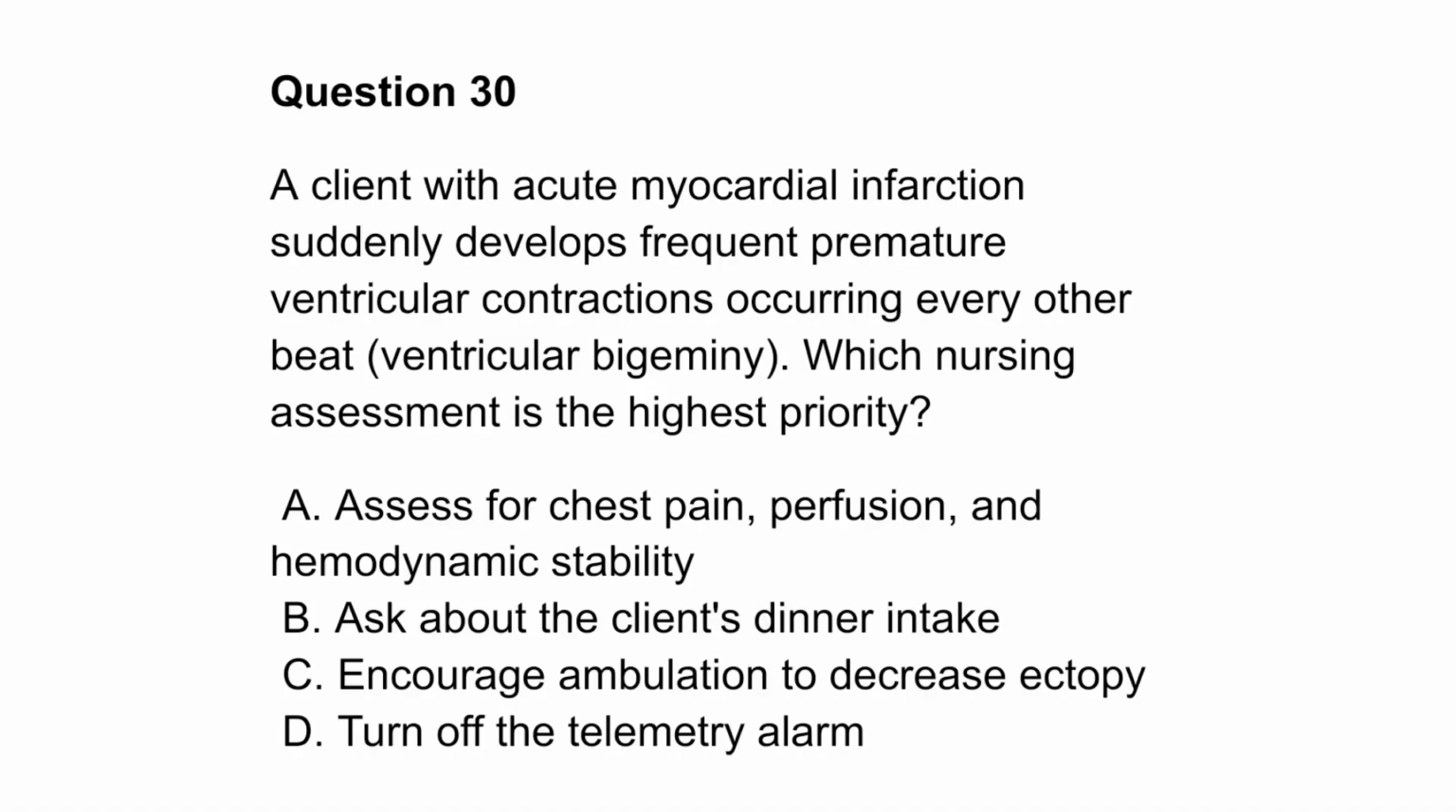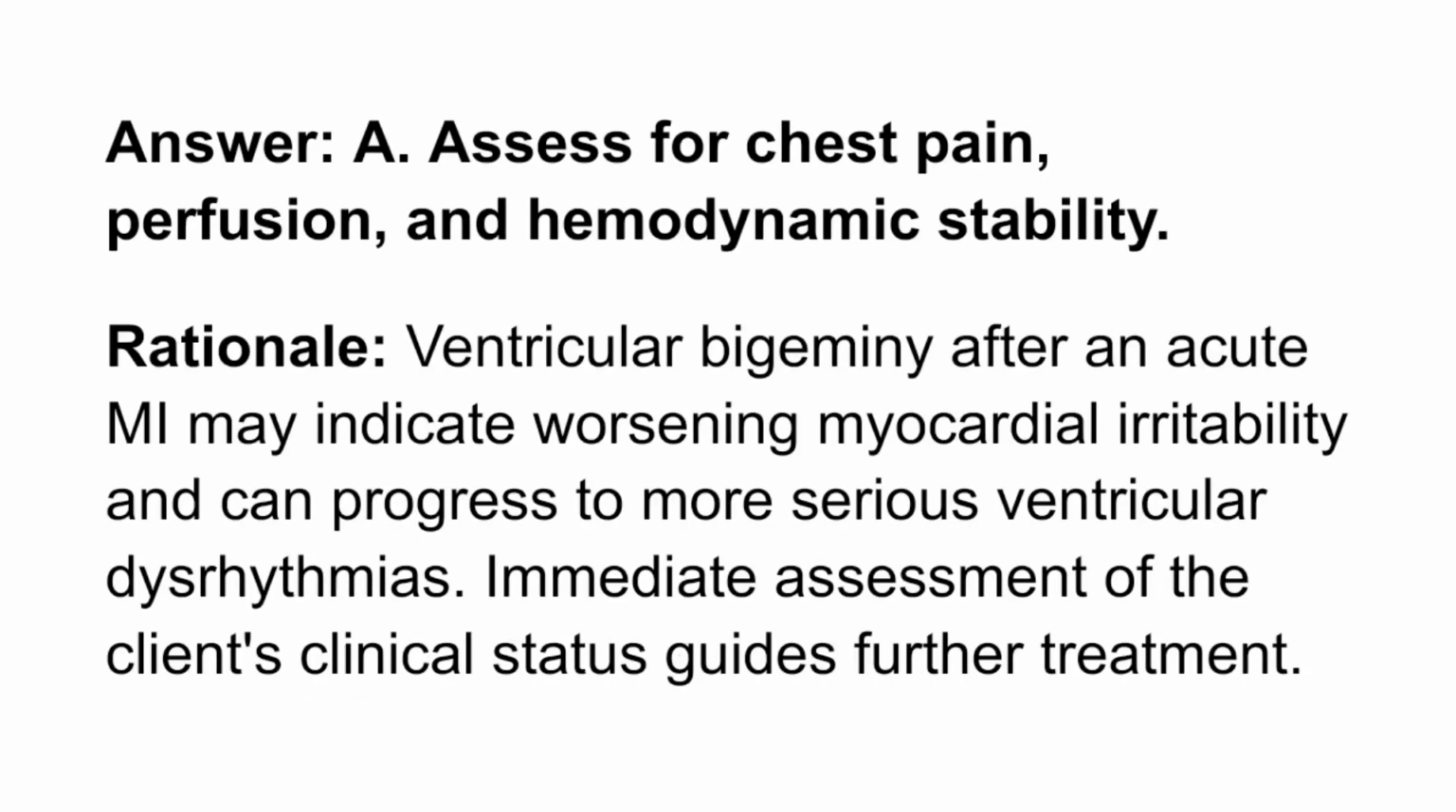Question 30. A client with acute myocardial infarction suddenly develops frequent premature ventricular contractions occurring every other beat, ventricular bigeminy. Which nursing assessment is the highest priority? A. Assess for chest pain, perfusion, and hemodynamic stability. B. Ask about the client's dinner intake. C. Encourage ambulation to decrease ectopy. D. Turn off the telemetry alarm. Answer: A. Assess for chest pain, perfusion, and hemodynamic stability.